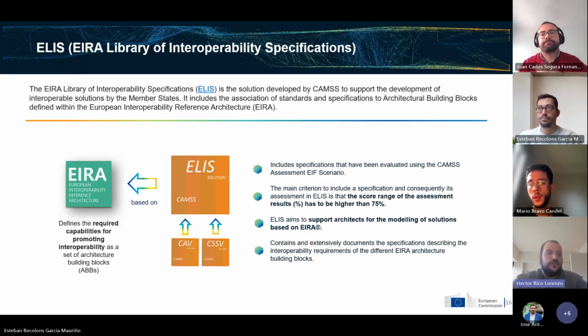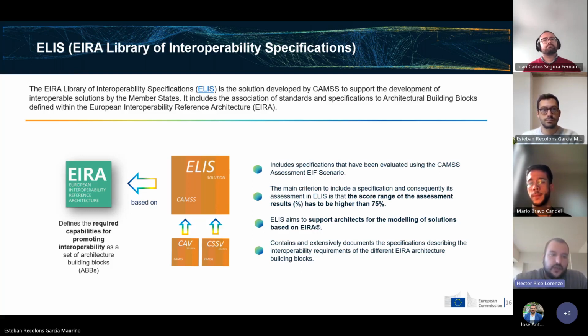This solution that we are going to present is ELIS, which stands for EIRA Library of Interoperability Specifications. The purpose of this library is to support the member states in the creation of interoperable digital public services. This provides the association between standards and specifications and the EIRA, the European Interoperability Reference Architecture building blocks. So technically, the ELIS is built on the EIRA taxonomy and the CAMSS vocabularies.